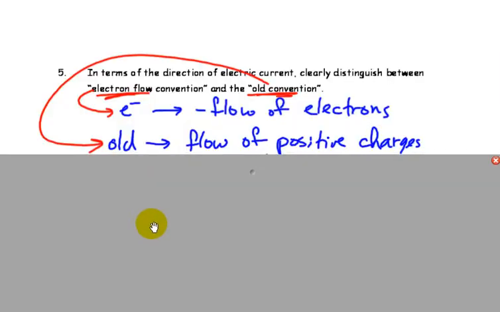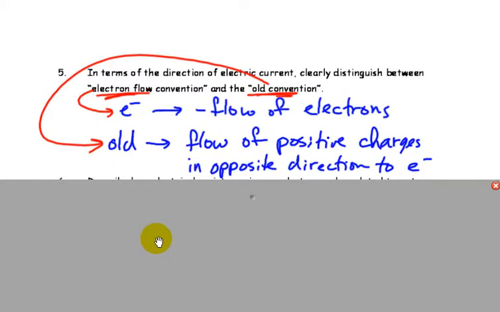And as I mentioned before, current, kind of two ways of looking at it. Classically, the old way is the flow of positive charges or positive fluid, the term that was used. Or electrons. So they're both in opposite directions.